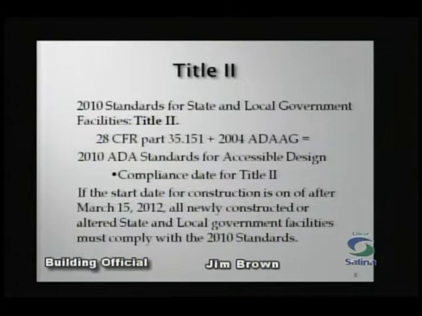Now, what does that mean? What composes that to make it the 2010 standards? For Title II, there's two different titles within the ADA standards. Title II is for your state, local government facilities, whether it's a city government, county government, state, etc. They all fall under Title II. 28 Code of Federal Regulations, Part 35.151, plus the 2004 ADAAG is what gives us the 2010 ADA standards for accessible design. The compliance date for this 2010 standard as it relates to Title II is March 15, 2012. Any construction on or after that date must comply. And this is for all state, local government facilities.